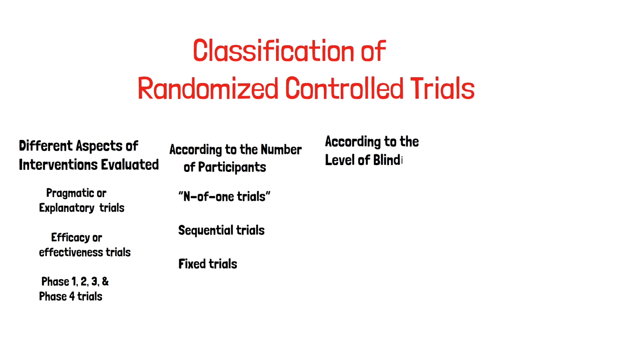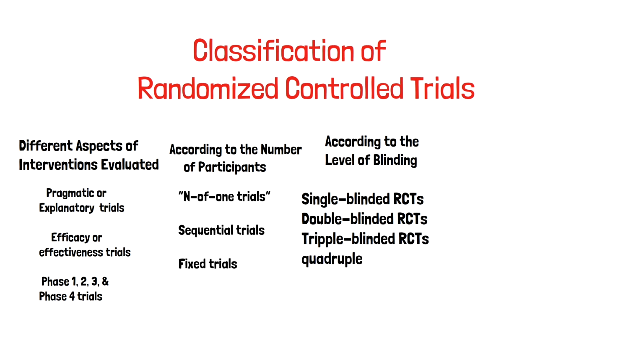RCTs are also categorized according to the level of blinding. A single-blinded randomized control trial is one where usually patients are blinded. In a double-blinded randomized control trial, usually patients and treating physicians are blinded. Triple blinding means blinding of patients, treating physicians, and study investigators. Quadruple blinded randomized control trials are those where patients, treating physicians, study investigators, and statisticians are all blinded.